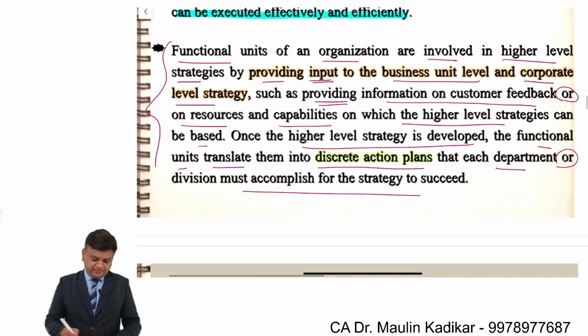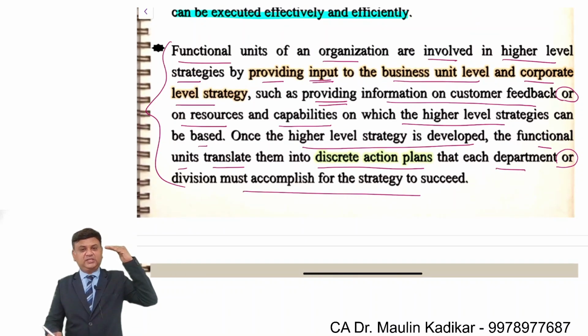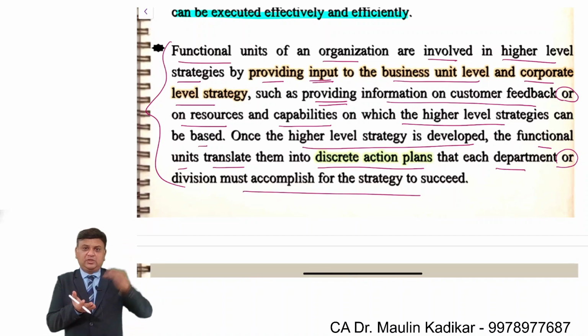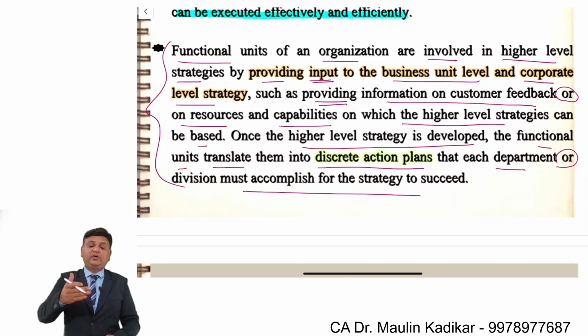So once at the top level the strategy is decided upon, then at the functional level it is getting executed so that we will be able to execute the goals that we have.